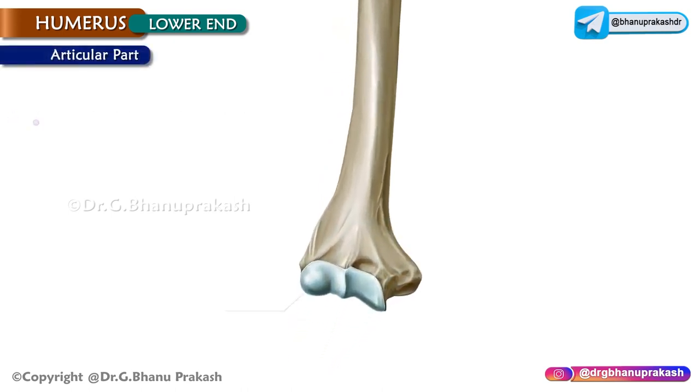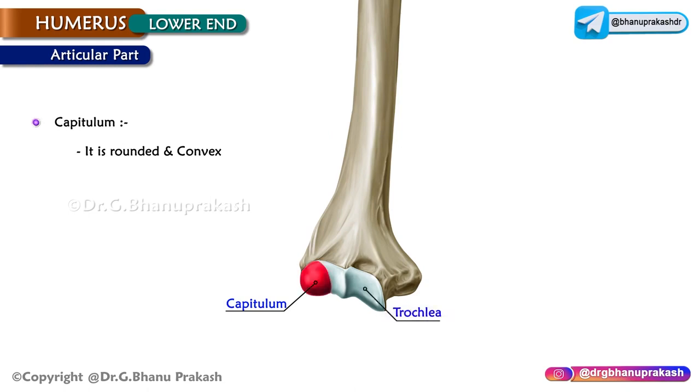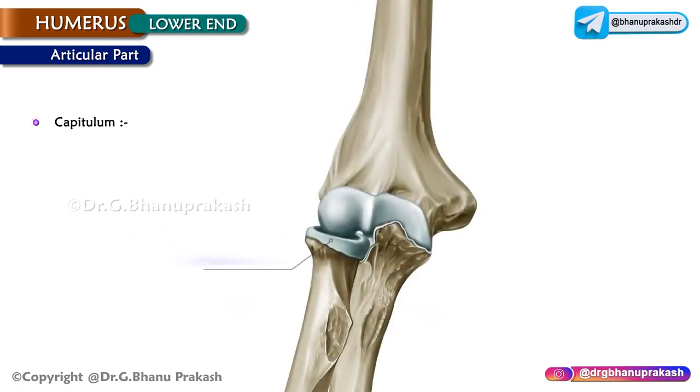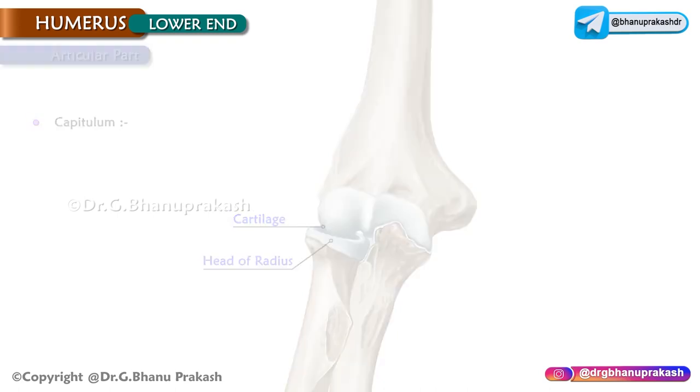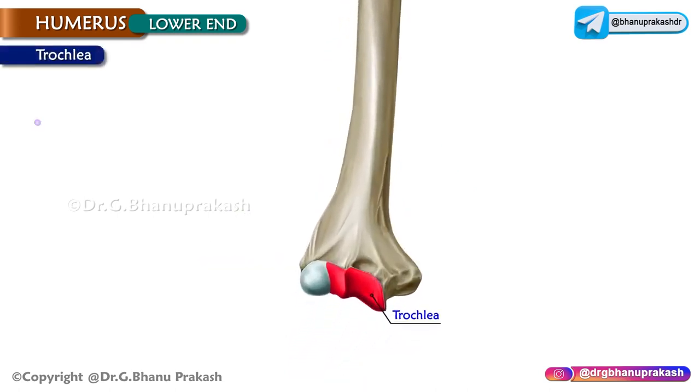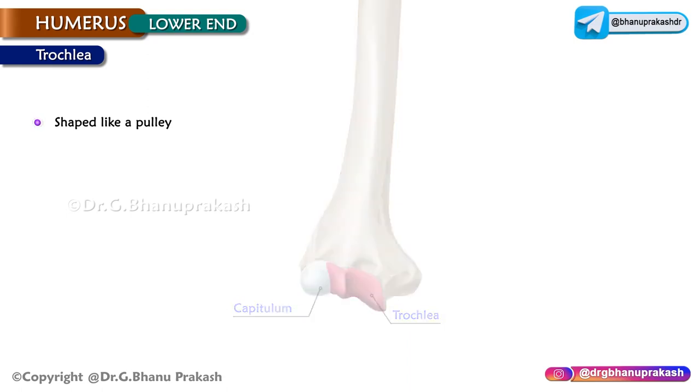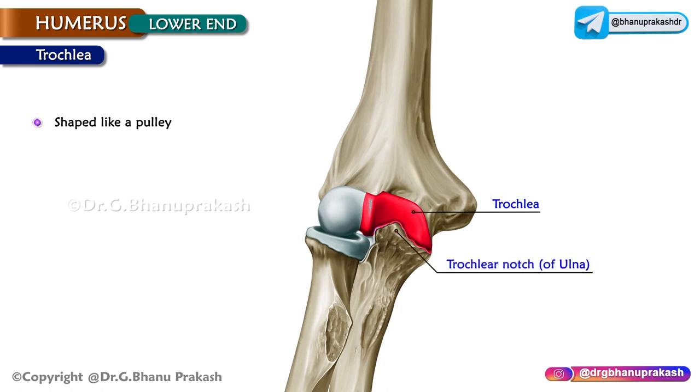Articular part. Capitulum. It is rounded and convex and lies lateral to the trochlea and medial to the lateral epicondyle. It articulates with the head of the radius and is covered in hyaline cartilage. Trochlea. It is shaped like a pulley and lies medial to the capitulum. It articulates with the trochlear notch of the ulna.